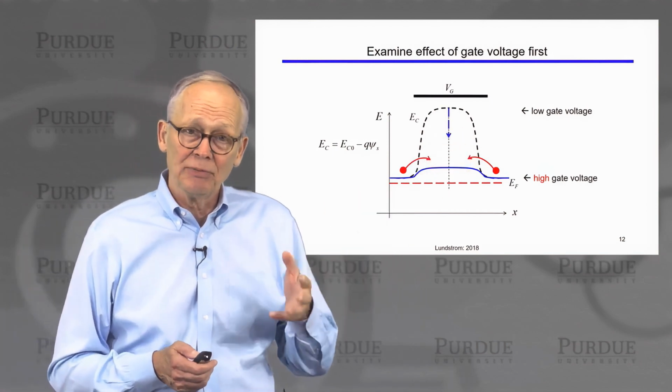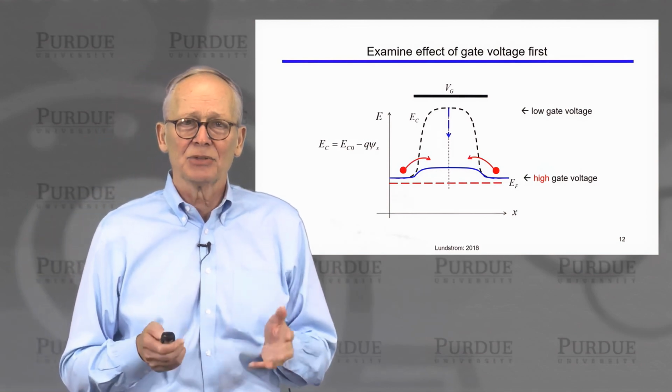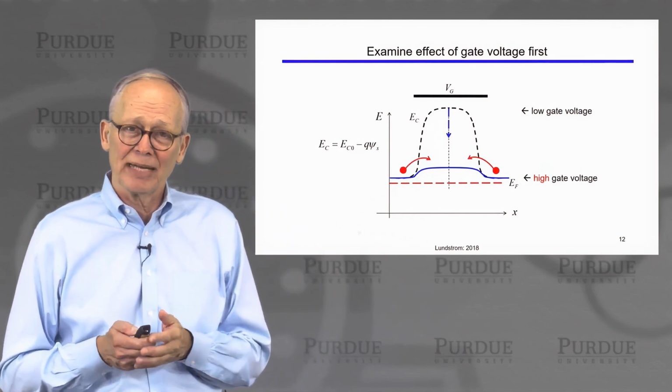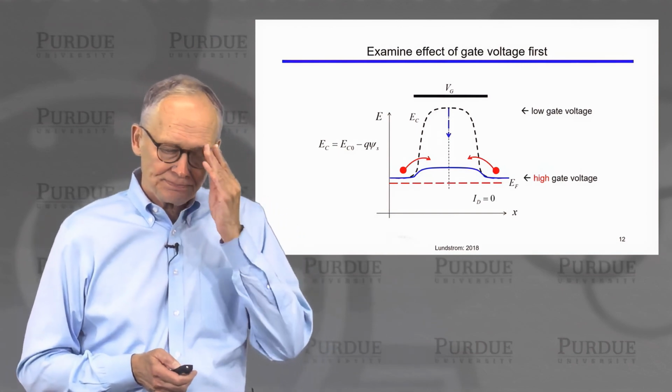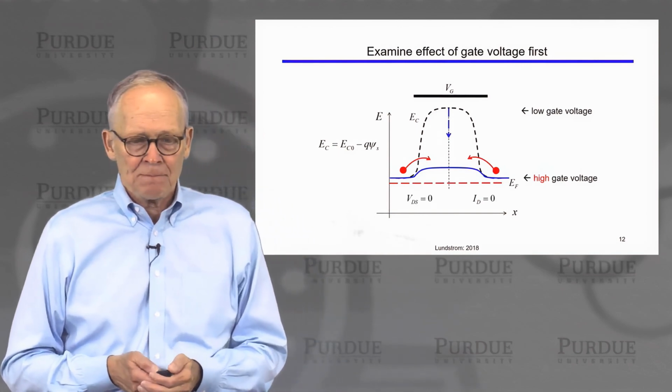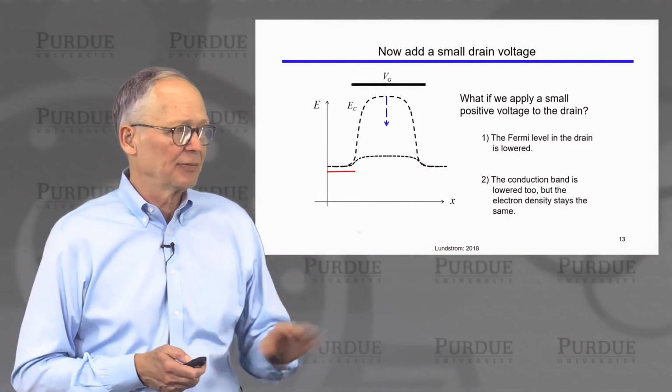We say that we're above threshold. We have an N-type channel in the MOSFET, but still no current is flowing. We have to apply a voltage between the drain and the source to get current to flow. All right, so let's apply a voltage there and see if we can make the current flow.